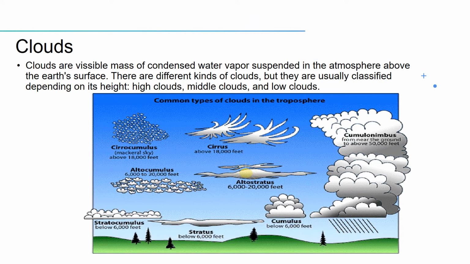So, next, let's proceed to clouds. Clouds are visible mass of condensed water vapor suspended in the atmosphere above the Earth's surface. There are different kinds of clouds, but they are usually classified depending on the height: high clouds, middle clouds, or low clouds. So, ito, alam ko naman, or siguro natatandaan nyo pa yung mga cirrus, cumulus, alto stratus, stratus cumulus, cumulonimbus. So, yan.